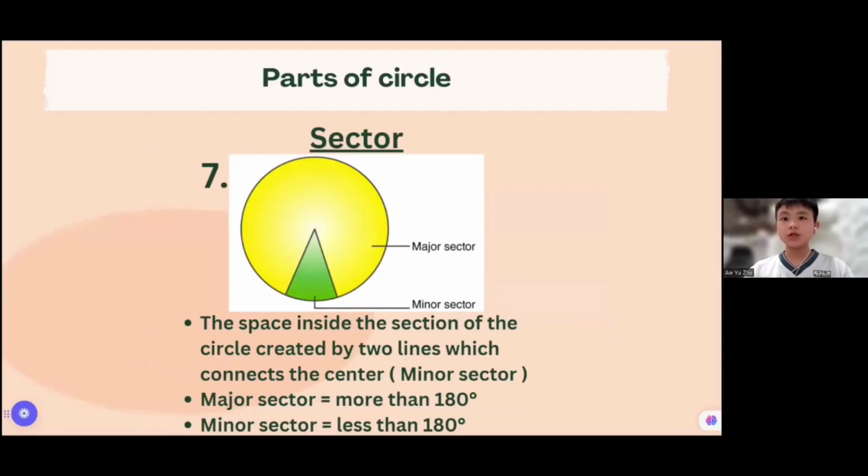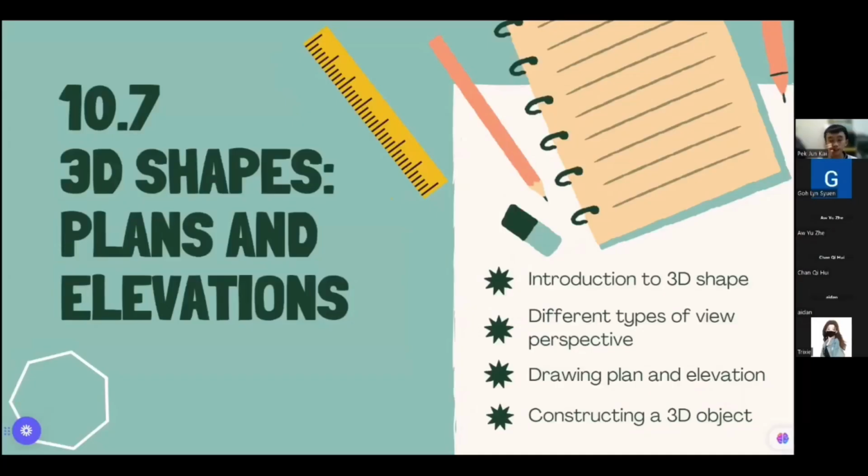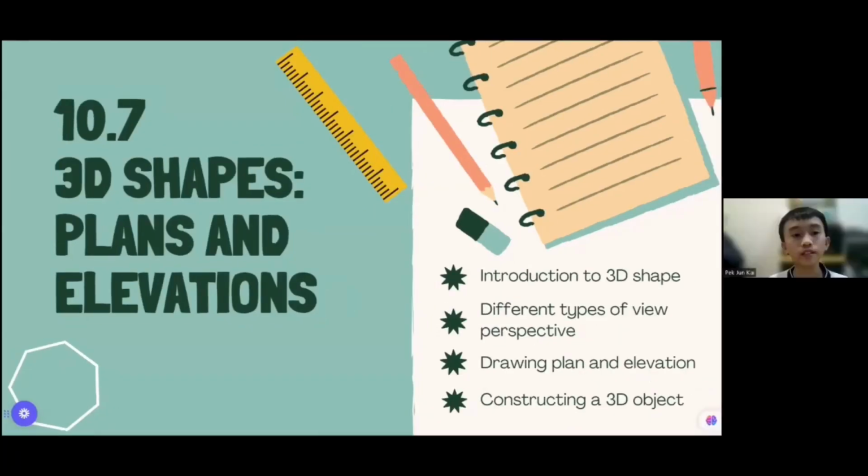A sector is the space inside the section of the circle created by two lines which connect to the center. As shown above, it has a major sector and a minor sector. Usually, the major sector has more than 180 degrees and the minor sector has less than 180 degrees. So lastly, I will be covering the last chapter, 3D shapes, plans, and elevation.